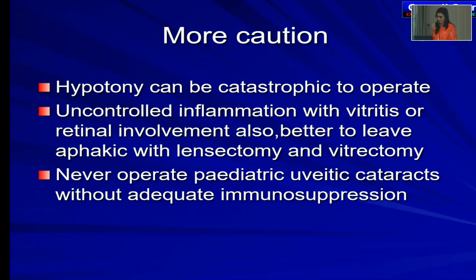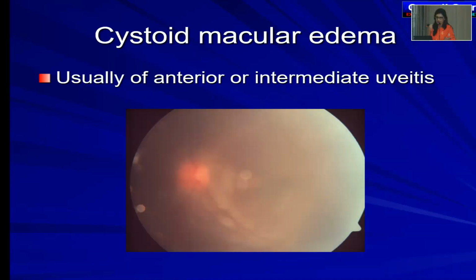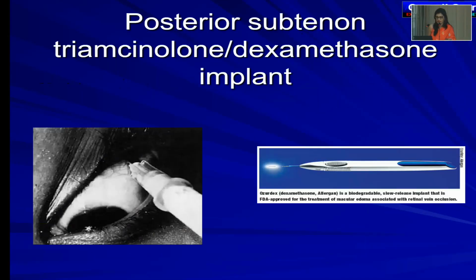Never operate a pediatric uveitic cataract without adequate immunosuppression. Band-shaped keratopathy, you can do EDTA chelation or phototherapeutic keratectomy. Again, if your inflammation is not controlled, it will keep coming back. Cystoid macular edema, you can treat with posterior subtenon or dexamethasone, but you have to give a short GA in these children before you give, and keep a high lookout for raised intraocular pressure.